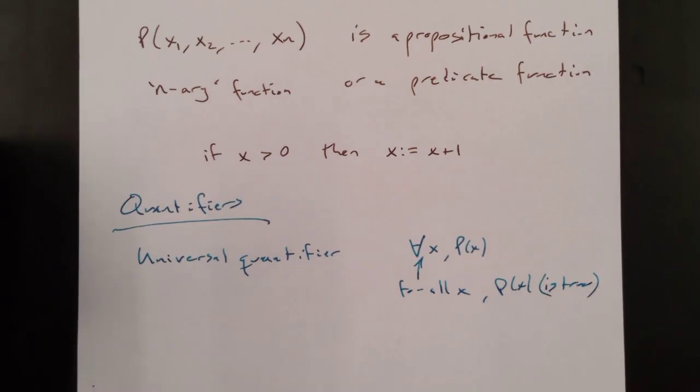Now you'll notice I didn't actually write "is true" up there. The assumption is that we are stating a true thing. So for all x, P of x means I want P of x to be true. You can also write "for every" or "for each," as long as we're talking about the domain of x.